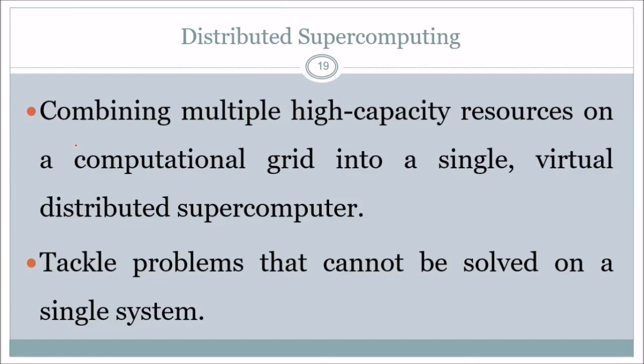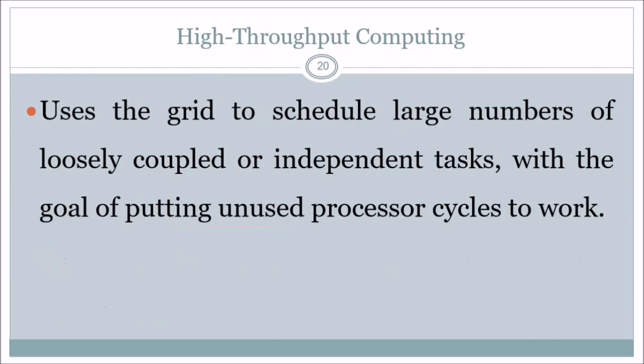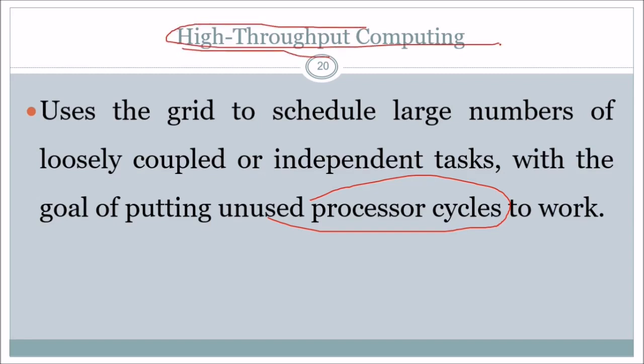Distributed supercomputing combines multiple high capacity resources on a computational grid into a single virtual distributed supercomputer. So it tackles problems that cannot be solved on a single system. High throughput computing uses the grid to schedule a large number of loosely coupled and independent tasks with the goal of putting unused processor cycles to work. So when high throughput is required, then this type of computing is generally used.